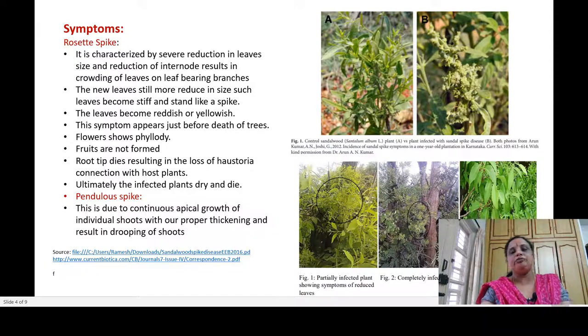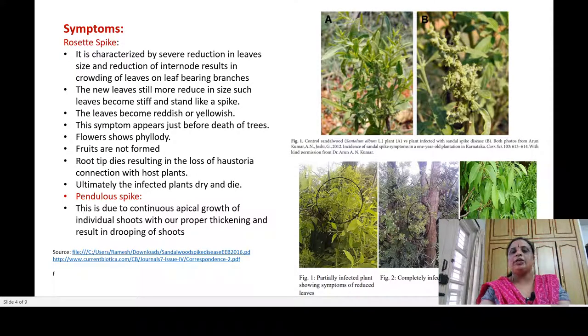As I had mentioned before, the sandalwood tree is a root parasite, which has a host. Because of the infection with the mycoplasma-like organism, the root tip of Santalum album dries, which leads to the loss of connection with the host plant. Ultimately, the infected plant dries and dies. So this is about the rosette spike.